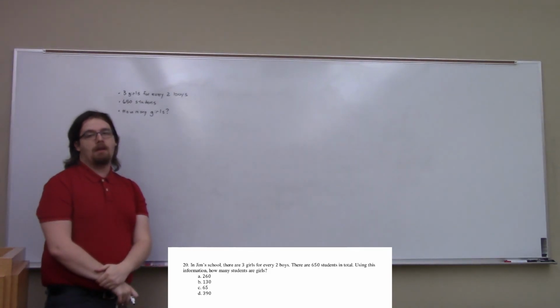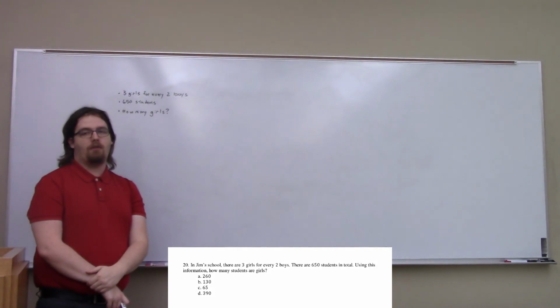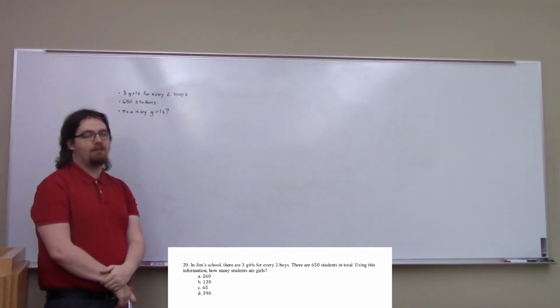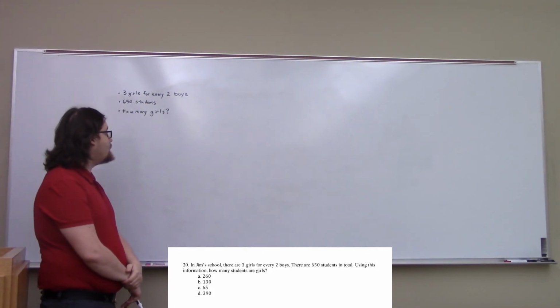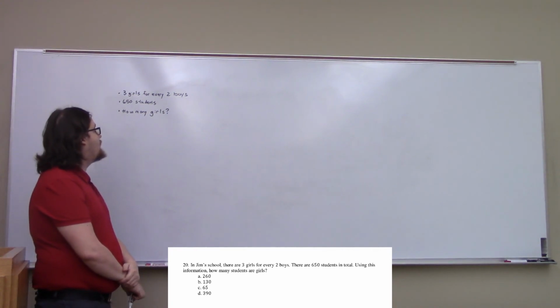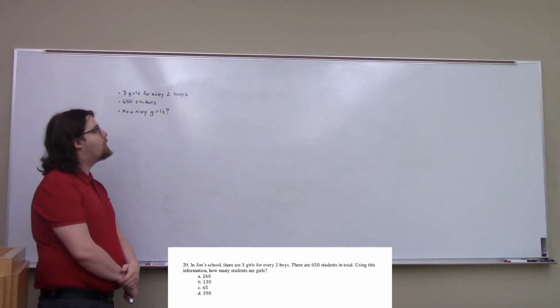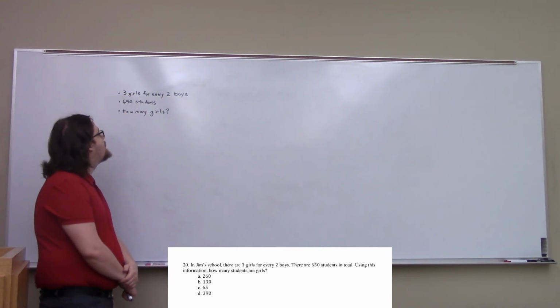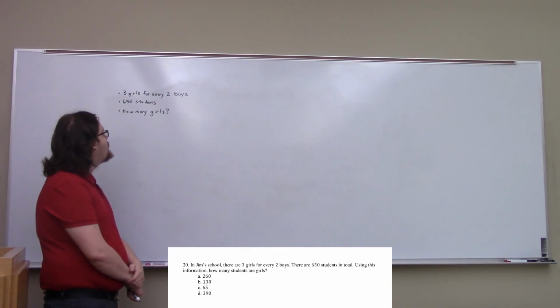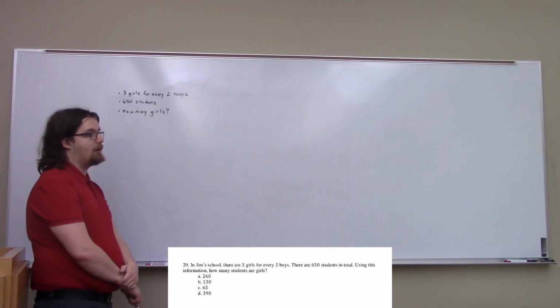Alright, so here we have problem 20 from test 2 from the test prep books TSI assessment. So here we are told a couple pieces of information. First, there are 3 girls for every 2 boys in Jim's school. Second, there are 650 students. We are asked to determine how many girls there are.